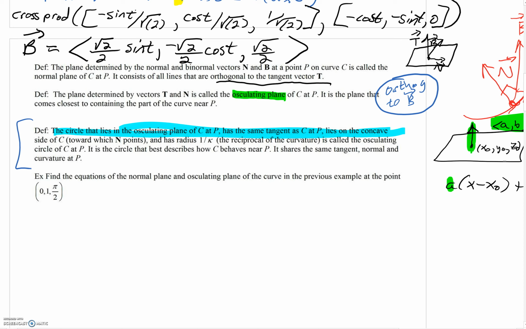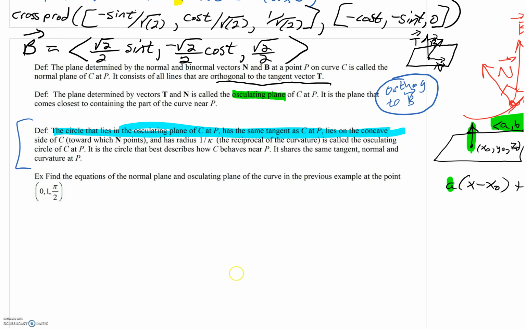It lies on the concave side of C toward which n points, and it has a radius of 1 over kappa, the reciprocal of the curvature. That's called the osculating circle. It's the circle that best describes how the curve behaves near that point. It shares the same tangent and normal and curvature at that point P.